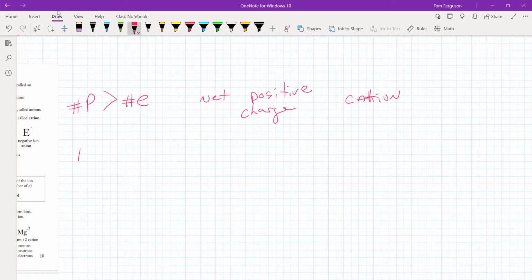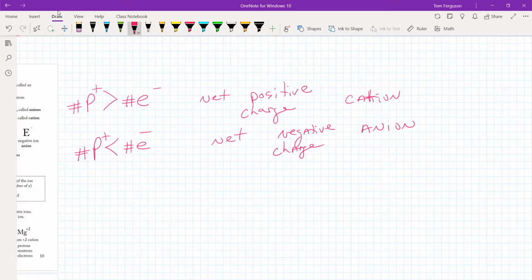Conversely, when there are more electrons than there are protons, then it's a net negative charge, and it's called an anion. Think of the N as negative.